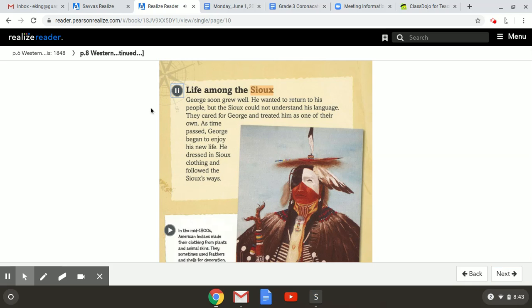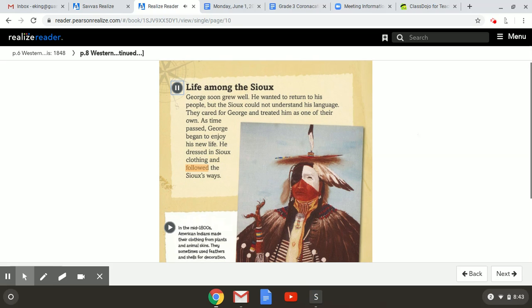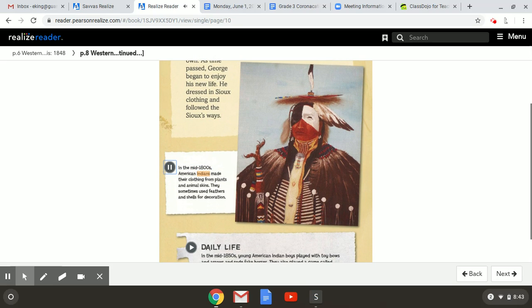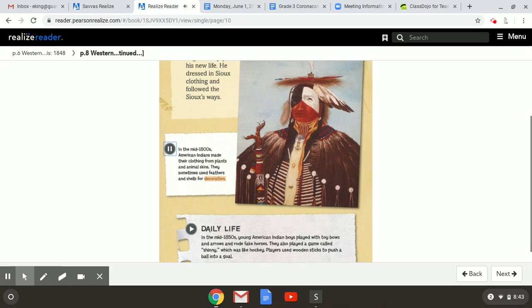Life among the Sioux. George soon grew well. He wanted to return to his people, but the Sioux could not understand his language. They cared for George and treated him as one of their own. As time passed, George began to enjoy his new life. He dressed in Sioux clothing and followed the Sioux's ways. So he became kind of one of them. In the mid-1800s, American Indians made their clothing from plants and animal skins. They sometimes used feathers and shells for decoration. Cool.